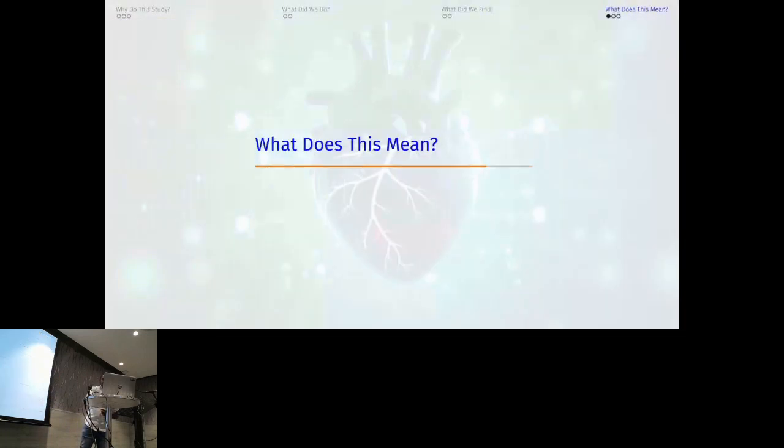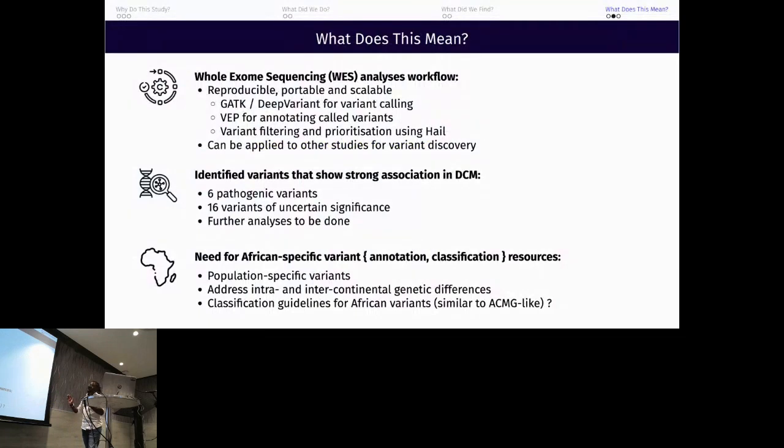So what does this all mean? We have generated a workflow going from the raw data that you get from your sequencing. You align, you annotate, and then you filter, and then you're left with a certain number of genes that you can take to the clinicians, and then you do your variant classification. This workflow that I presented to you is reproducible. We've got containers, it's written in Nextflow. So even if I run this next year, I'm going to get the same results.